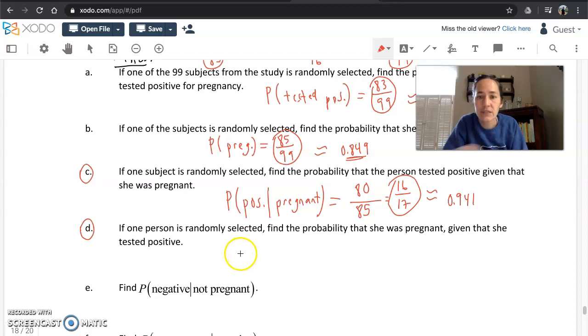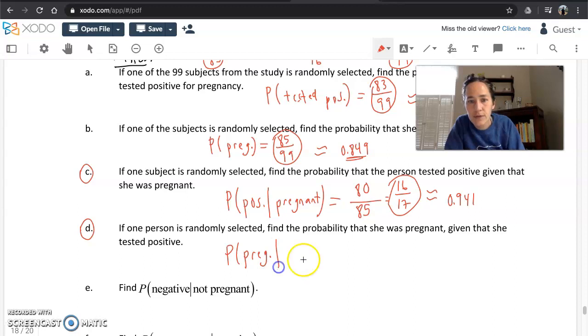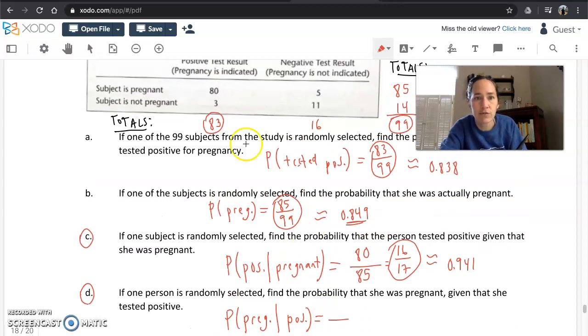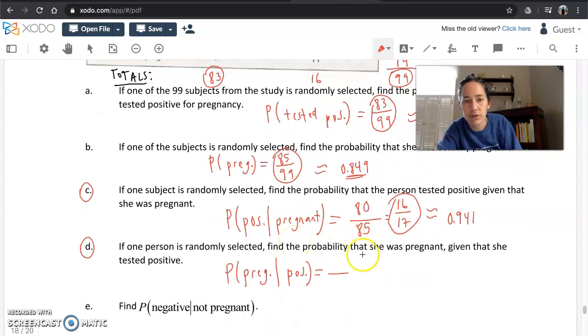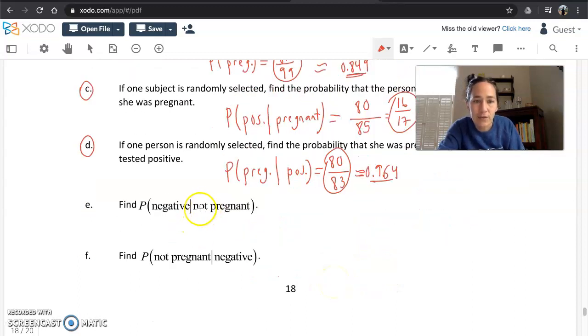If one person is randomly selected, find the probability she was, now let's switch it up, pregnant, given that she tested positive. Now you've got a new denominator. You're only choosing from the total that tested positive, and just to refresh, there are 83 total positive test results. Pregnant and positive, we put that numerator in the last question. There's 80 of those out of the 83 that tested positive. So 80 out of 83 is fine, or 0.964, roughly a 0.964 chance.